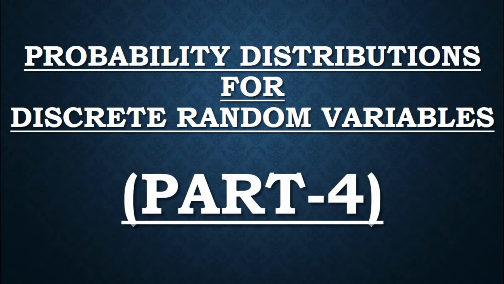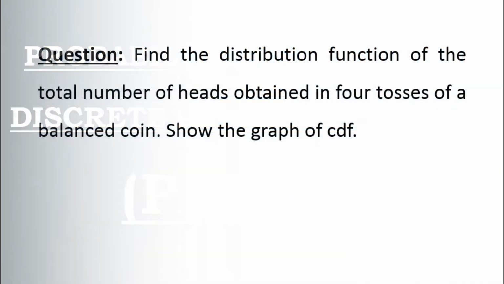Hello students, today we are going to start part 4 of probability distributions for discrete random variables. Let us start with this question. Find the distribution function of the total number of heads obtained in 4 tosses of a balanced coin and show the graph of CDF.